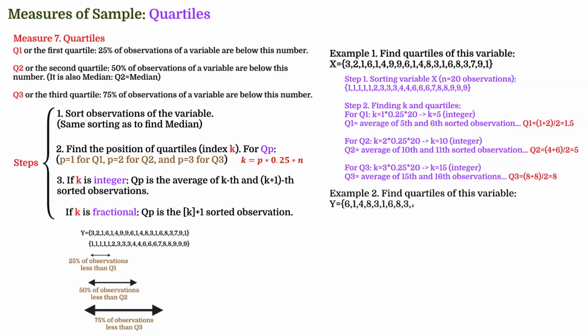Example 2. Find quartiles of this variable. Y is equal to 6, 1, 4, all the way to 1. Step 1, sorting variable y. There are 18 observations, n equal to 18. So these are the sorted values. First ones appear, then 2, several 3, all the way to 9.